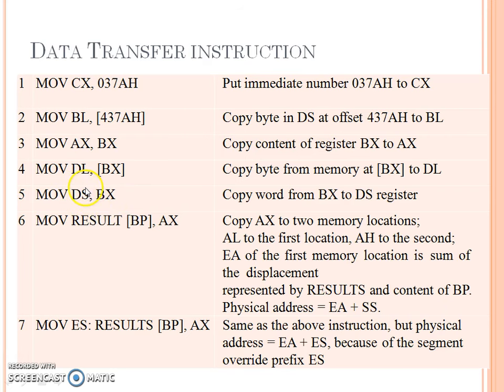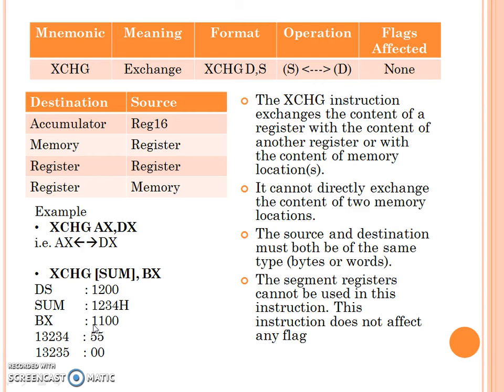DS is a 16-bit register. Hence, we'll copy a word from BX to DX register. Similarly, the other two examples are there.